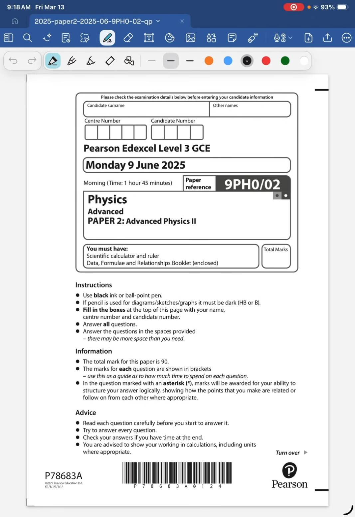Okay, guys, I'm back with another video, and this is the Edexcel level 3 GCE test or A-level paper 2, advanced physics 2 from June 2025. I believe this is the most recent one.